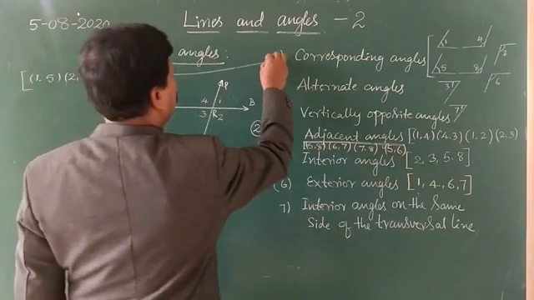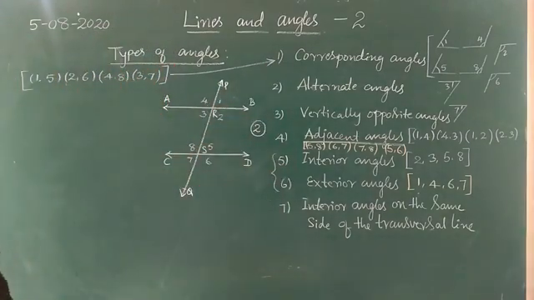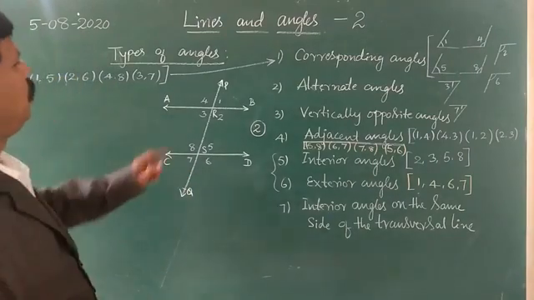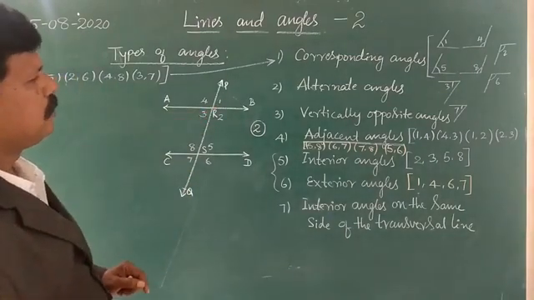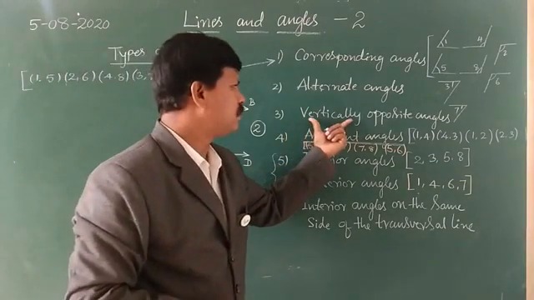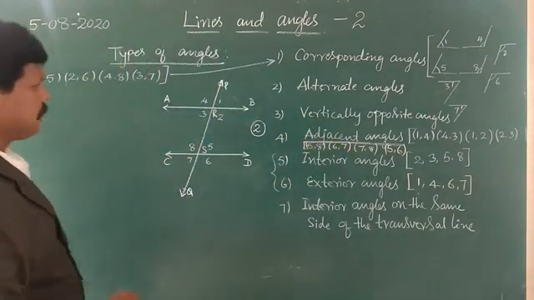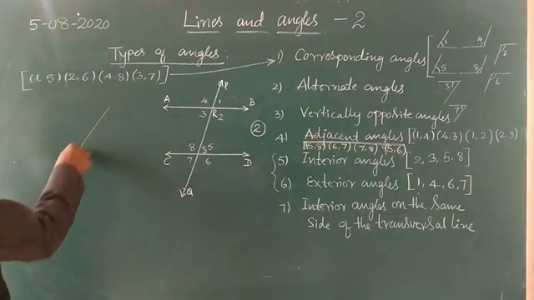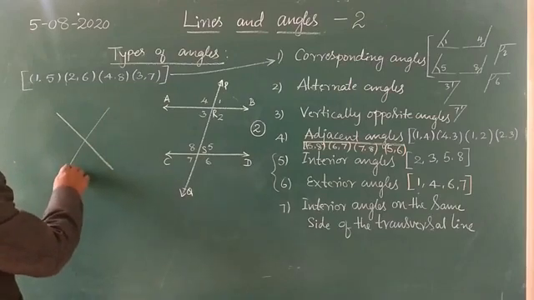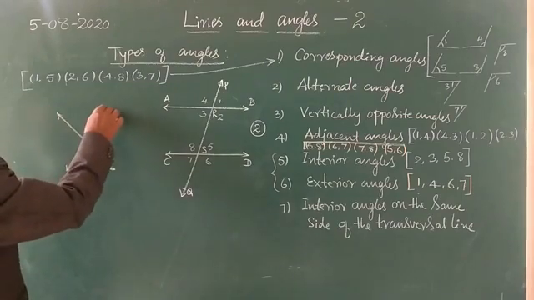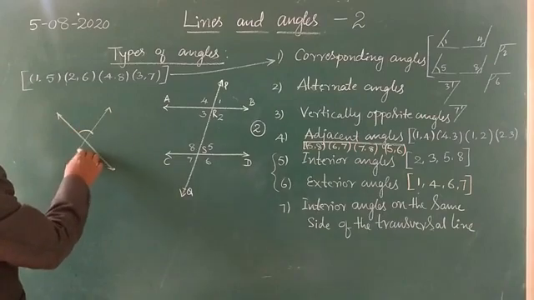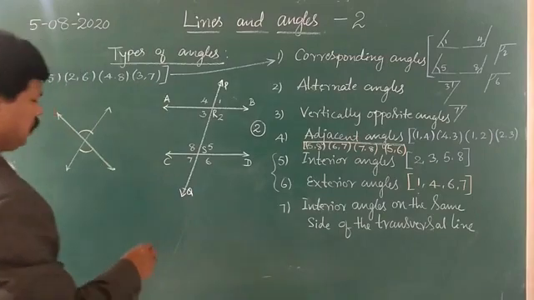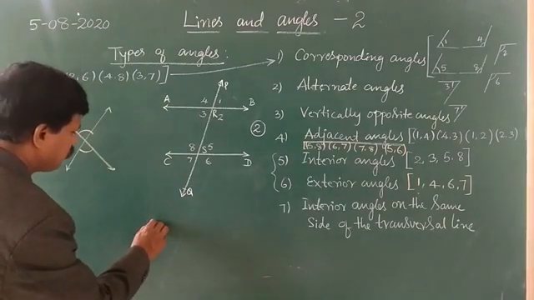So these are the pairs of corresponding angles. Clear? Now, after the corresponding angles, I will go to vertically opposite angles. You know that when two lines intersect each other like this, we call them vertically opposite angles. Vertically opposite angle means an angle with the vertex.